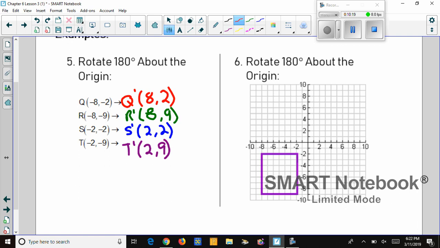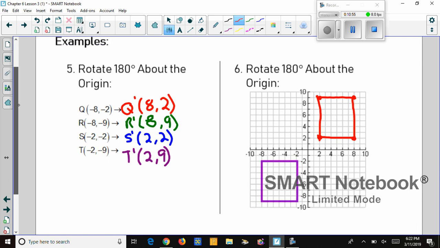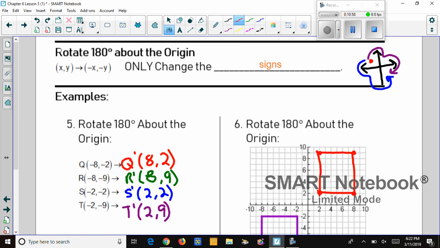And now let's graph. Q prime is at 8, 2, and R prime is at 8, 9. S prime is at 2, 2. And T prime is at 2, 9. And what I misspoke earlier was this is not a square. Really close, but it is a rectangle. That is our 180-degree rotation about the origin.